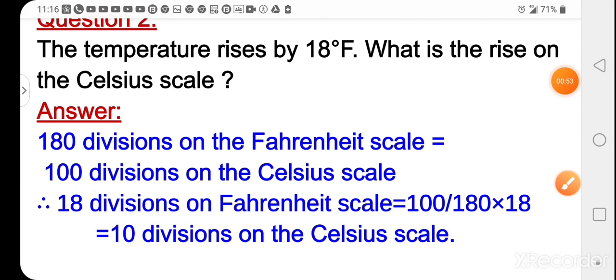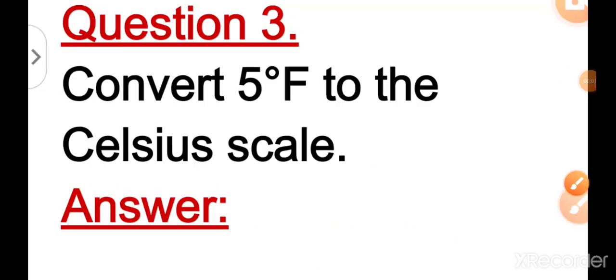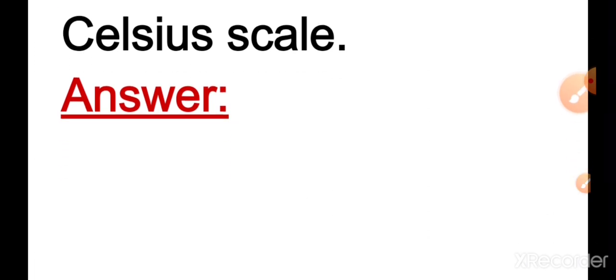Okay. The third question is: convert 5 degrees Fahrenheit to the Celsius scale. So here the temperature is given in Fahrenheit, and we have to convert it into the Celsius scale. For that we have already learned an equation relating the Celsius scale and Fahrenheit scale. Do you remember that? By using that equation we can solve this. So let us start to find the answer. For that we should write the equation first.